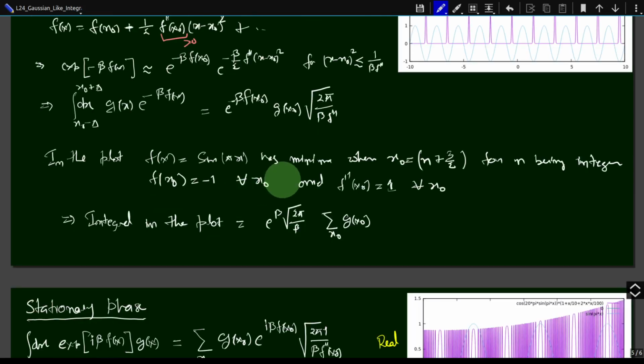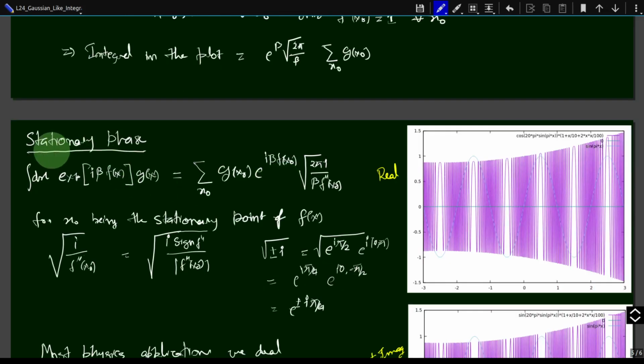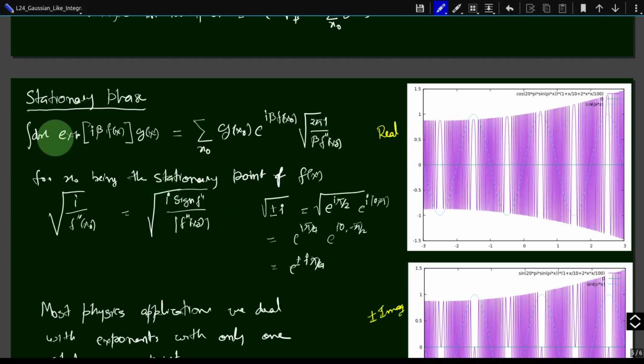Now next comes when the exponent is imaginary, and we use the method of stationary phase. So my integral to be used is dx exponential i beta f of x times g of x. The only thing changed is the i, and the answer is again the same. The exponential i beta of f of x naught is there, and it is g of x naught that appears over there with this factor, with the additional factor of i because of this i beta over there.